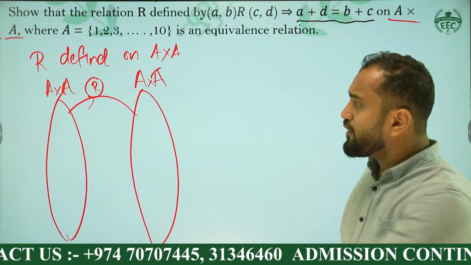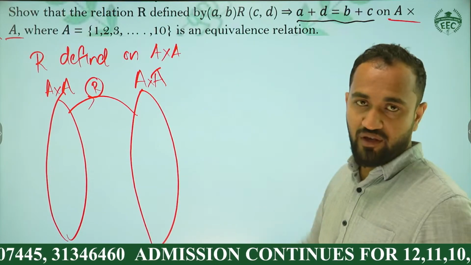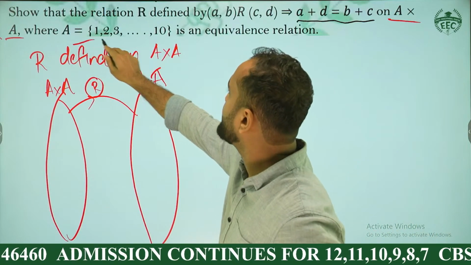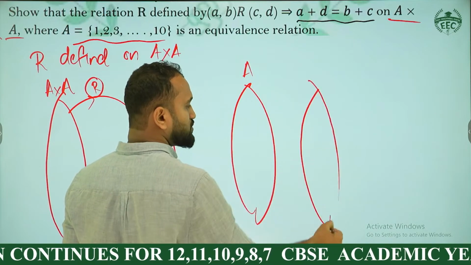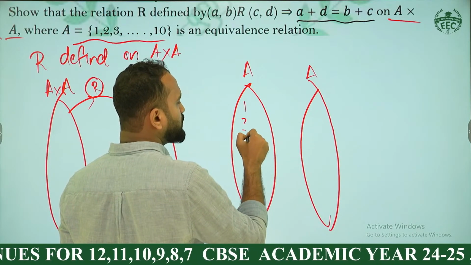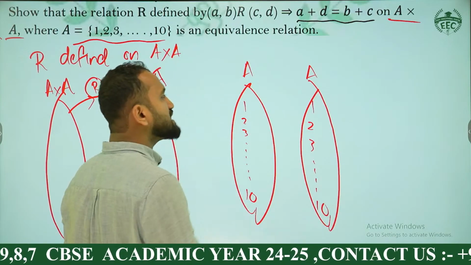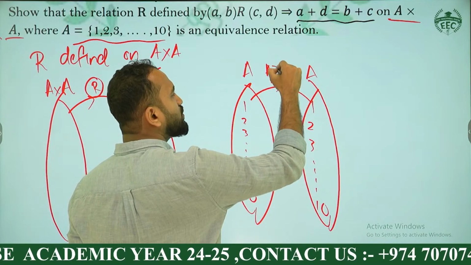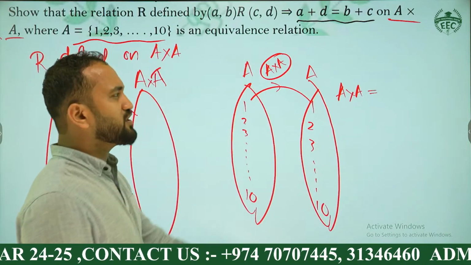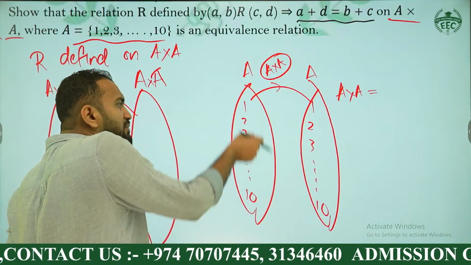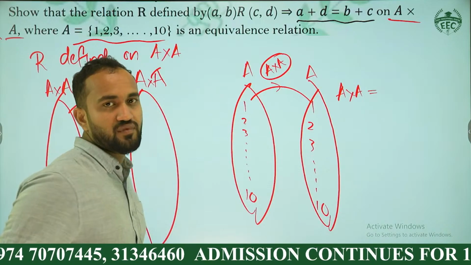Okay? Now, people, what do you mean by A cross A? A cross A is a Cartesian product from A to A, where A is equal to the set of 1 to 10. This is A, this is also A, such that A contains 1, 2, 3, etc. up to 10. My question is, what is the Cartesian product A cross A? How do you define the Cartesian product? Here, every element in the set A will be crossed with every element in set A. So what will be the result?